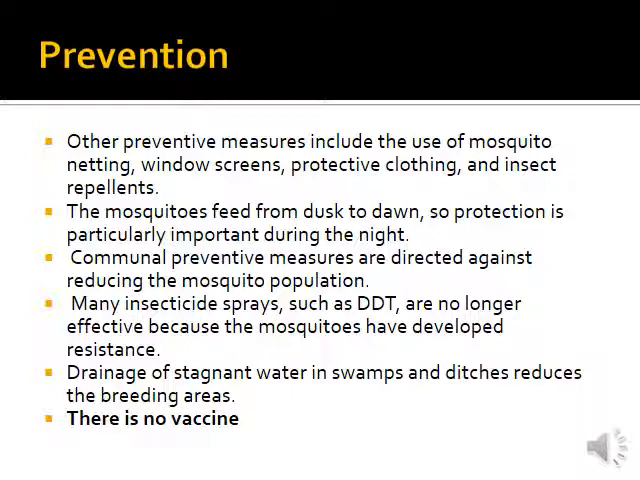Communal protective measures are directed against reducing the mosquito population. Many insecticide sprays, such as DDT, are no longer effective because the mosquitoes have developed resistance. Drainage of stagnant water in swamps and ditches reduces the breeding areas. And the most important point is that still there is no vaccine.